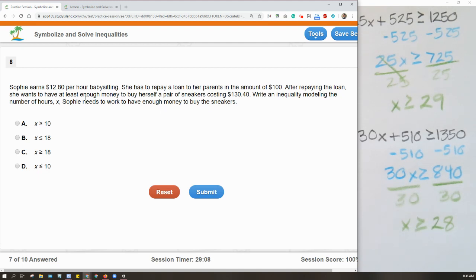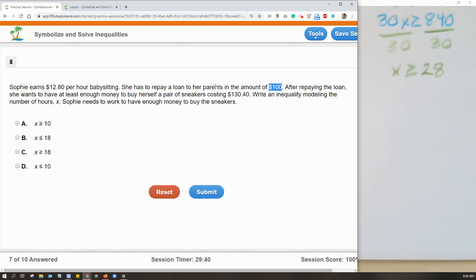So she's got $12.80 per hour babysitting. She's got to pay off $100, and then she needs $130.40 left over. So we've got to figure out how much money she needs at $12.80 per hour to have enough money for this, plus to pay back the loan. So that's what we're looking for. $12.80 times the number of hours minus the $100 she has to pay back to her parents needs to be greater than or equal to the $130.40.